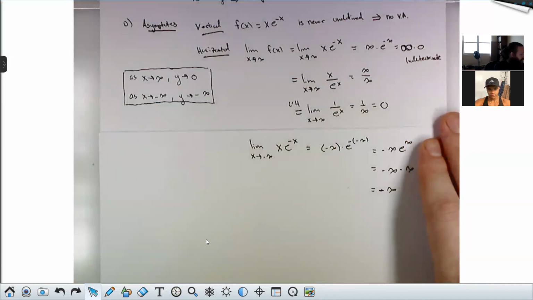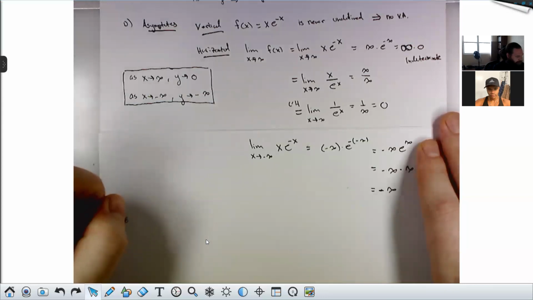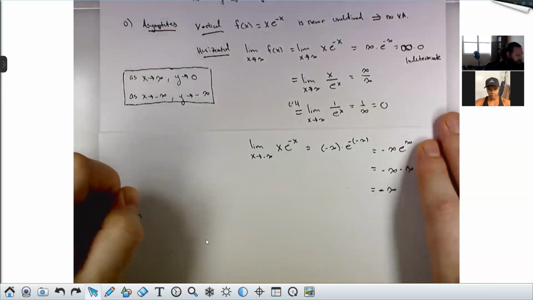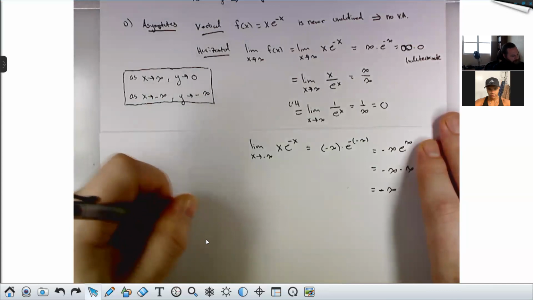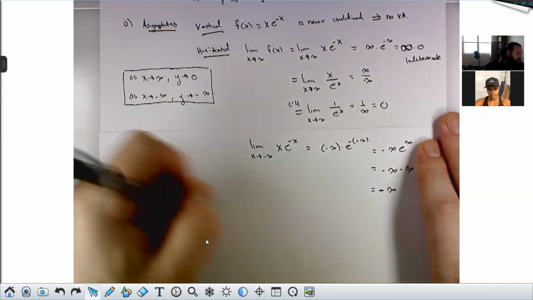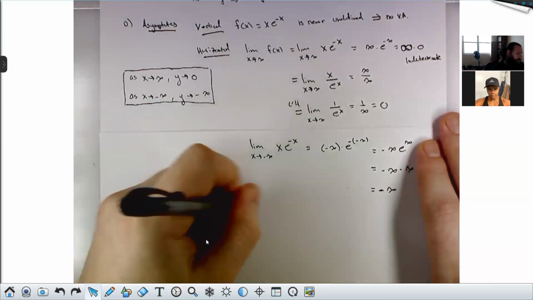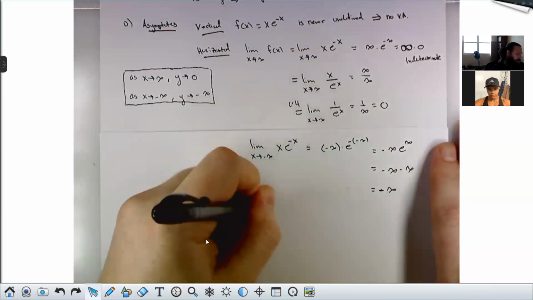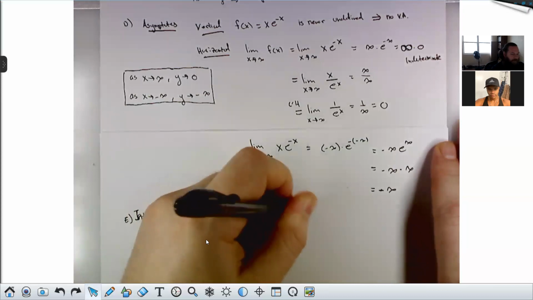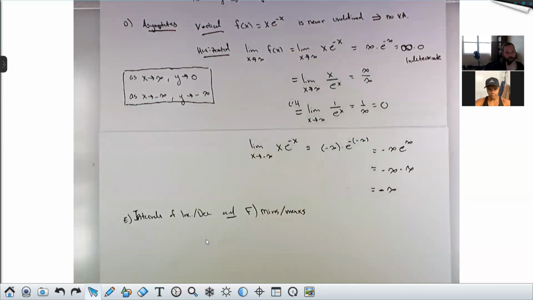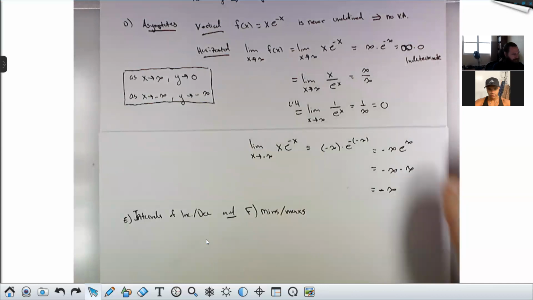Part E is where things start to get good: intervals of increase and decrease. And part F, mins and maxes. We do these together. We do these by building the number line for f primed.